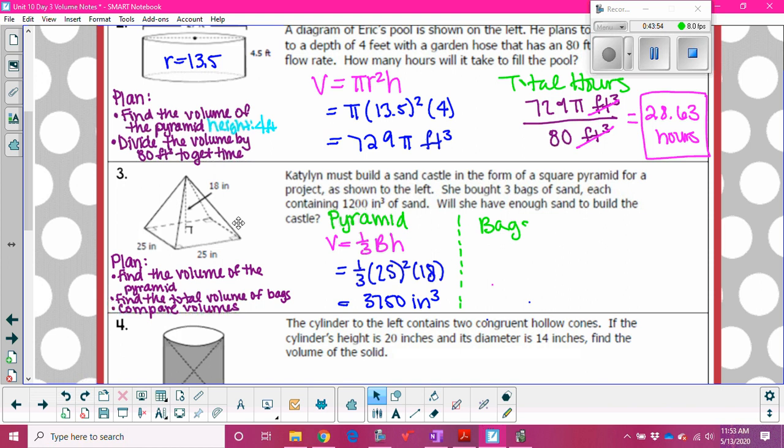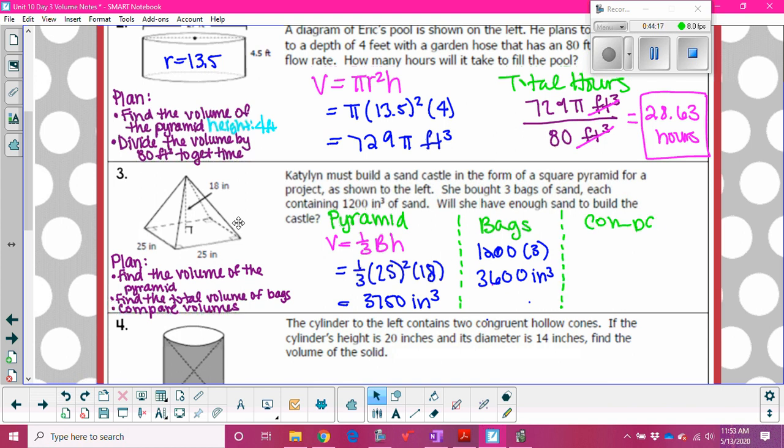Okay, so let's look at what the volume was of her bags. I know that she has 3 bags, and they're 1,200 cubic inches apiece. So I'm just going to say 1,200 times 3. All right, so that will give me 3,600 cubic inches.